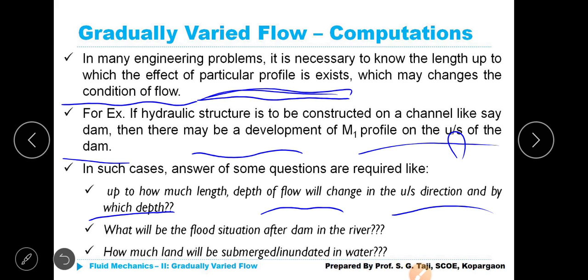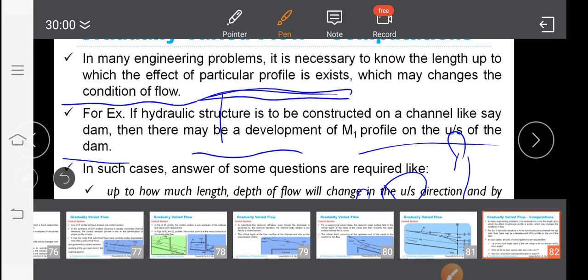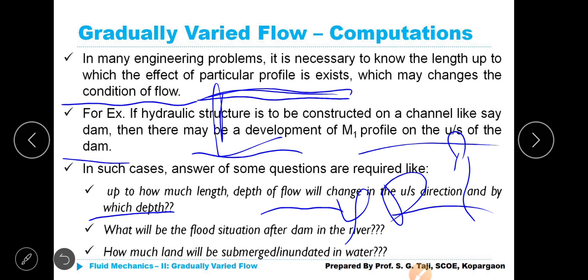What would be the depth? That is Y or D. What would be the total length of the profile? What will be the flood situation after the dam in the river? How much land will be submerged or flooded in water? I have already given this example.